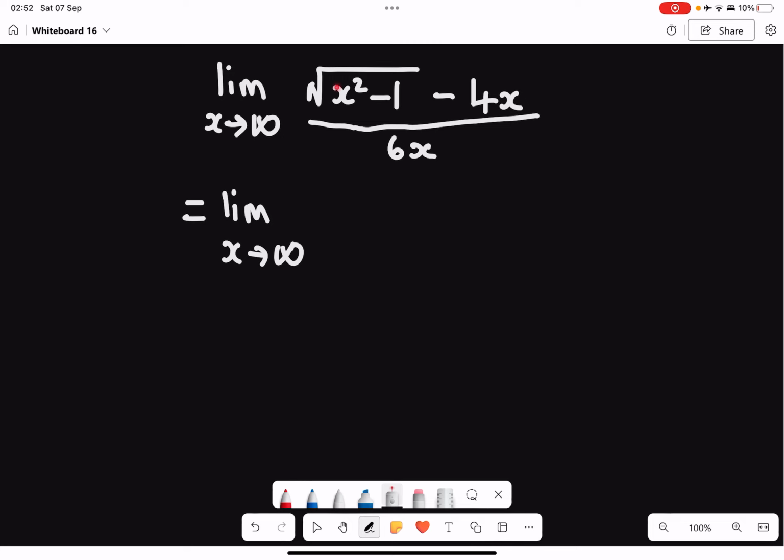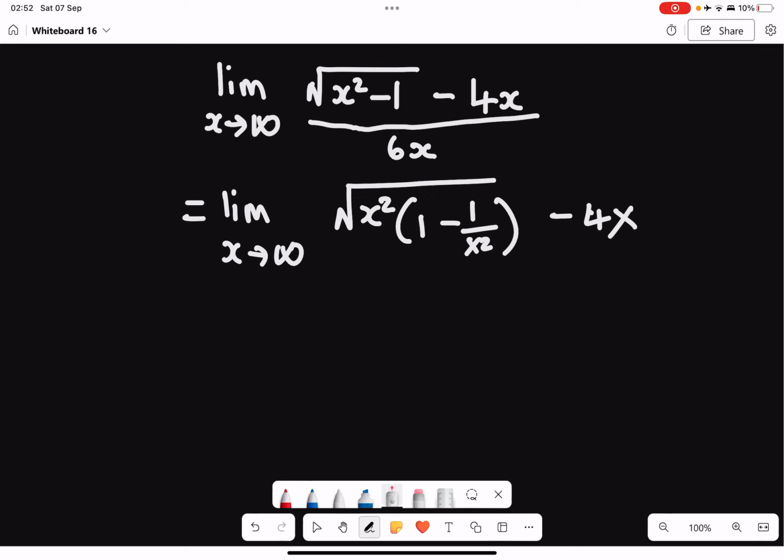So I'm going to try to take out a common factor on top and cancel at the bottom. So what I can do here is this. I know that in this square root, I can take x squared out as a common factor. So here I'm going to be left with 1 minus 1 over x squared minus 4x. So the trick here is this, right?